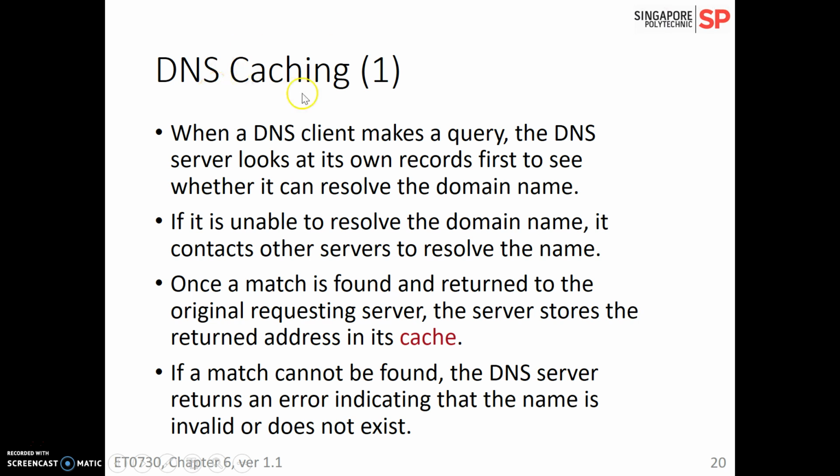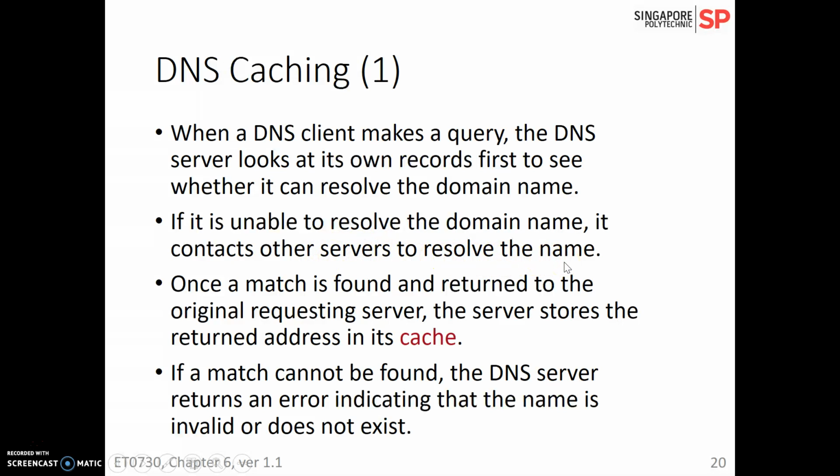Next we look at DNS caching. When the client makes a query, the local DNS server will look at its own record to see if it can resolve the domain name. For example, let's say you are in SP and you make a query to go to www.facebook.com. You send a query to the local SP DNS server. When the local SP DNS server receives your query, it realizes it can't resolve the domain name. It will try to contact other servers to help resolve the name.